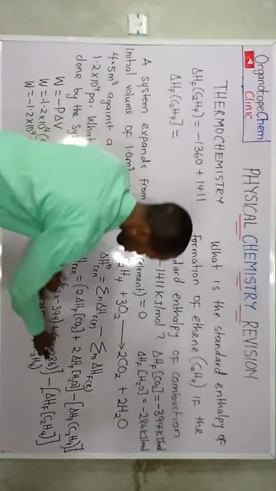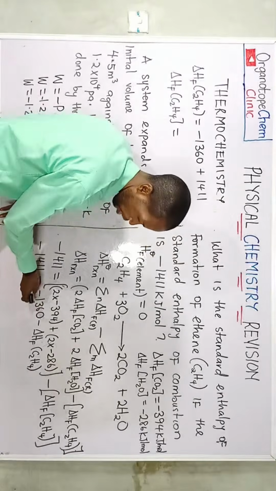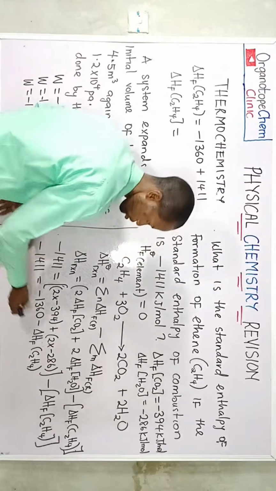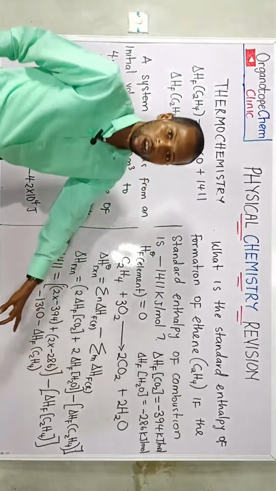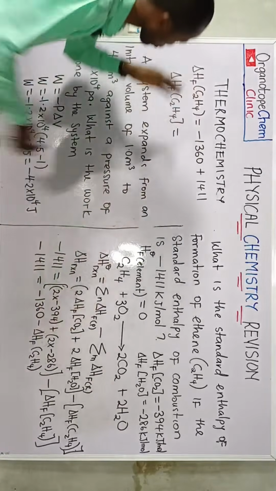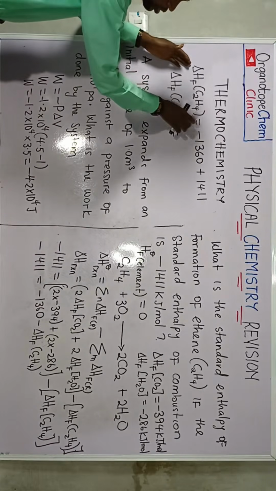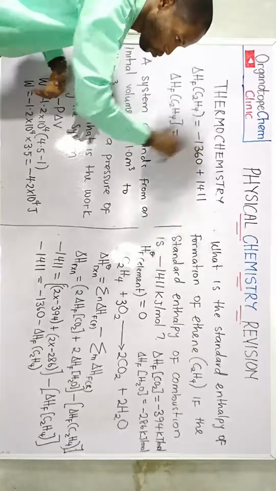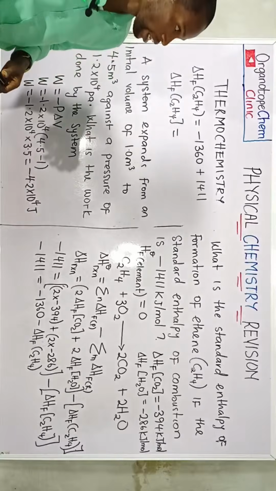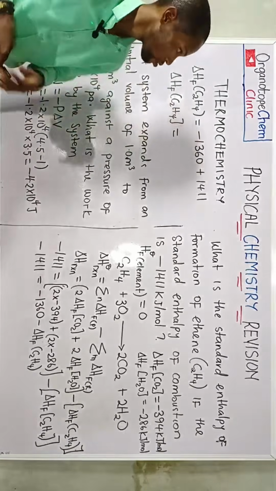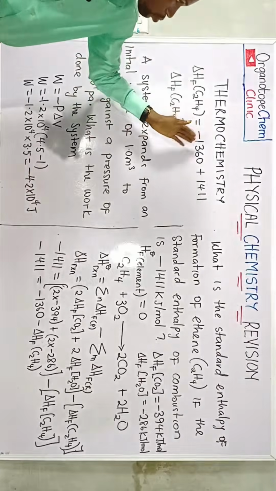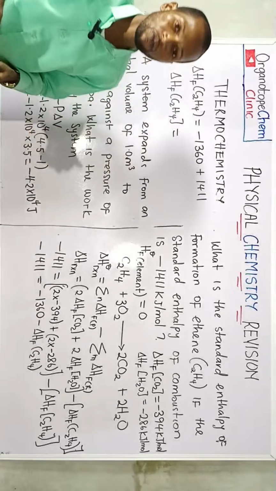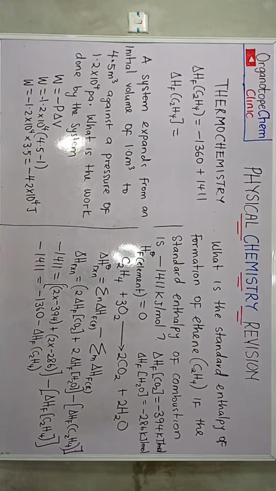All right, on adding this together, we have minus 1,360. So when we make the enthalpy of formation of ethene the subject of the equation, we are going to have this. All we need to do is to add this: minus 1,360 plus 1,411. What's the final answer?